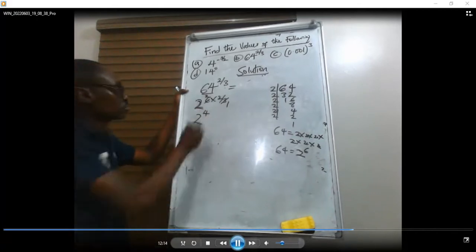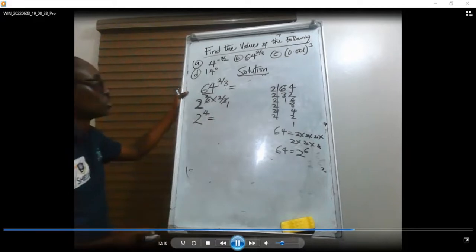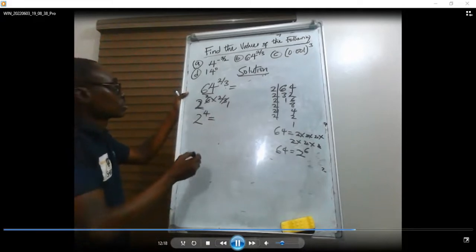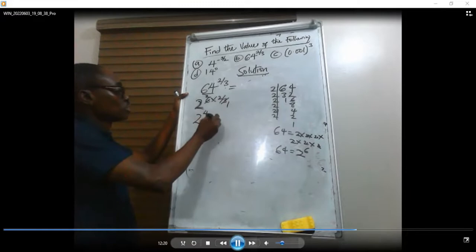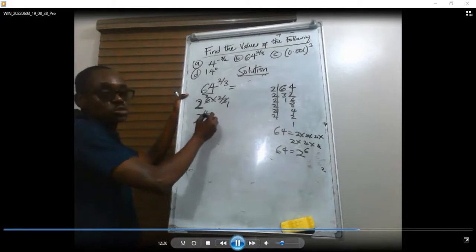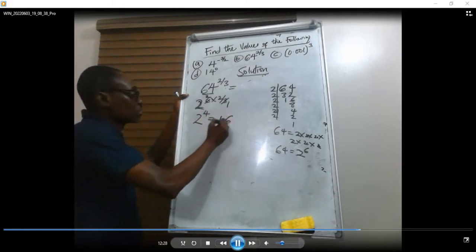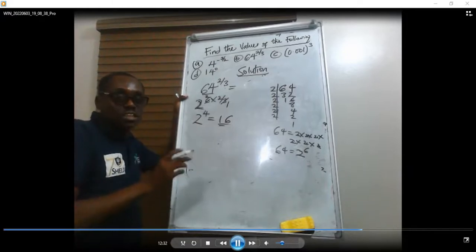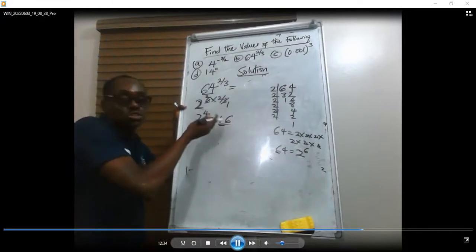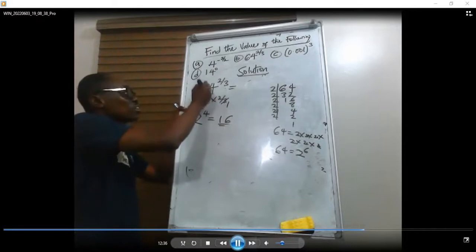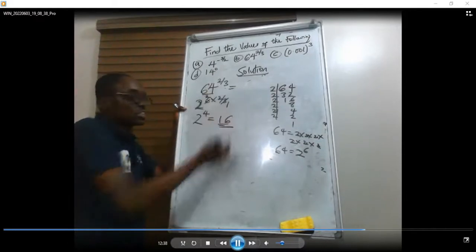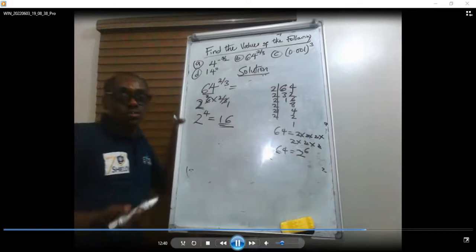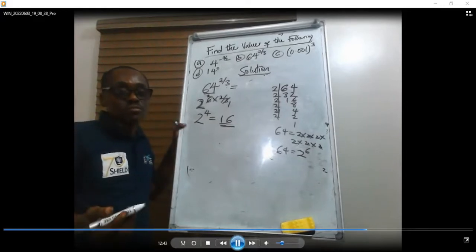Which is actually 2 raised to power 4, which gives you 2 times 2 is 4. This is 16 at the end of the day. 2 times 2, 4. 4 times 2, 8. 8 times 2, 16. So 2 raised to power 4 is 16. So the answer for this, 64 raised to power 2 over 3, is 16. Just the same answer we got previously.